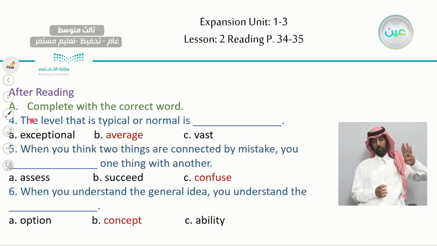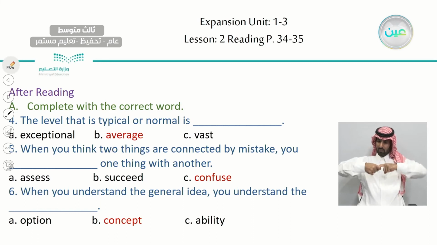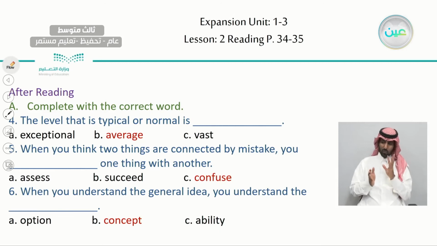Number 4, the level that is typical or normal is average. Average is the level of normality, when something is normal. 5, when you think 2 things are connected by mistake, you confuse one thing with another. 6, when you understand the general idea, you understand the concept of that idea. The general idea is the concept, okay?